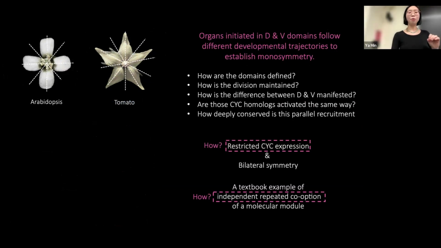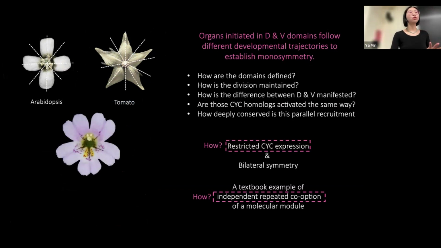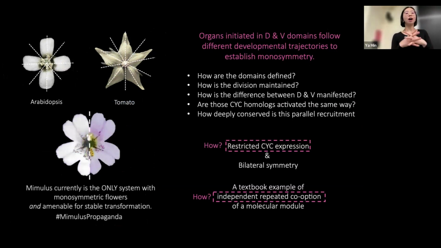Until now, we have Mimulus. To our knowledge, Mimulus is the only system that not only has bilaterally symmetric flowers, but also can be easily transformed, and we can do different kinds of manipulations and studies on it. And thus, I'm here to spread you with Mimulus propaganda.